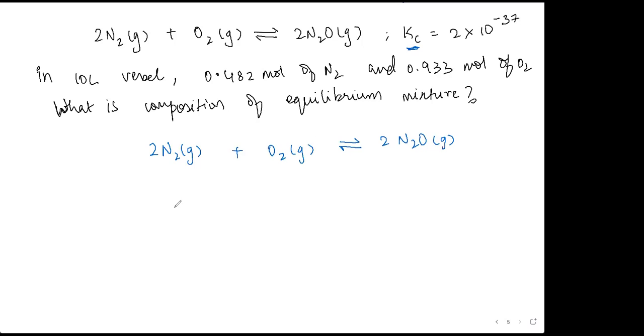Okay. First step, after writing the balanced equation, you need to make a list of initial concentrations. So initial concentration at t equal to 0. What is the concentration of nitrogen gas that you would have?